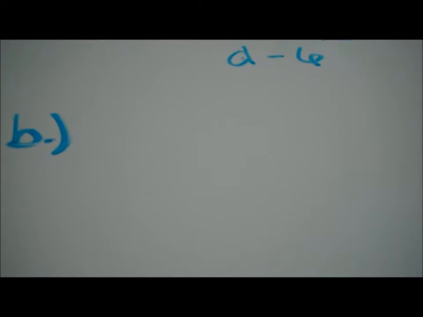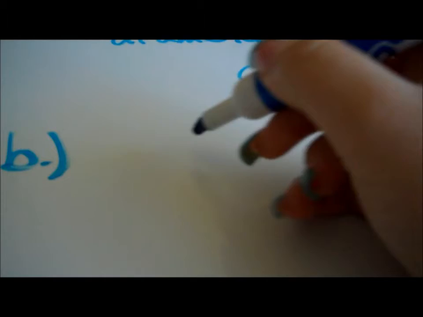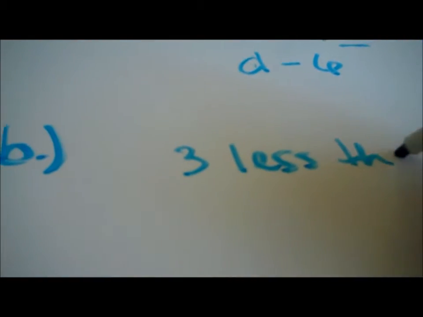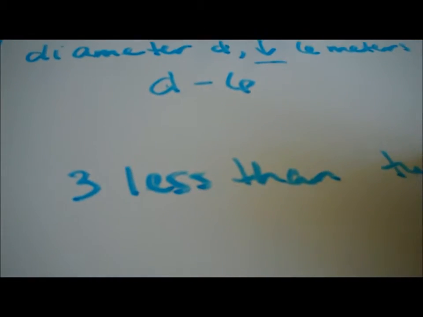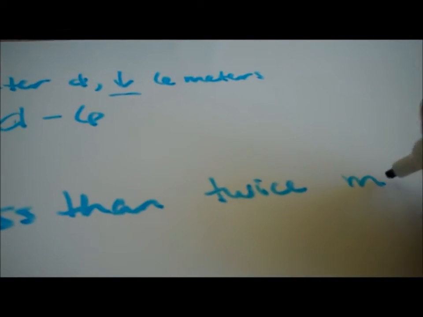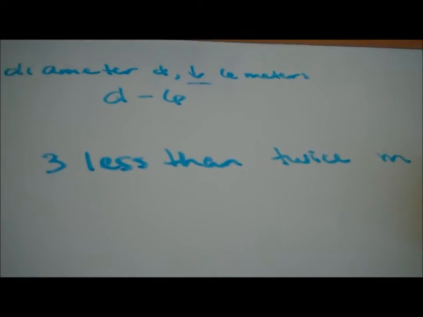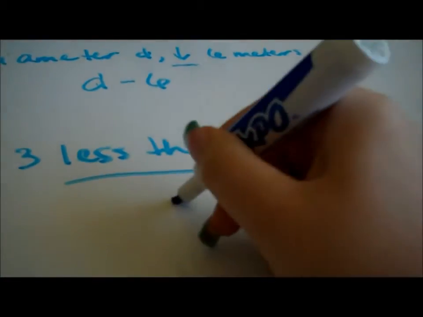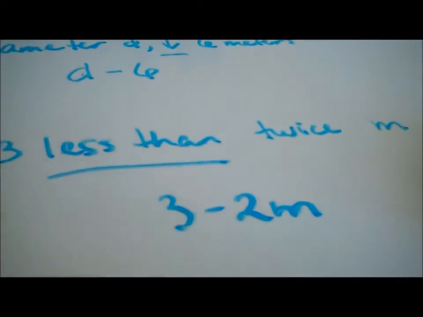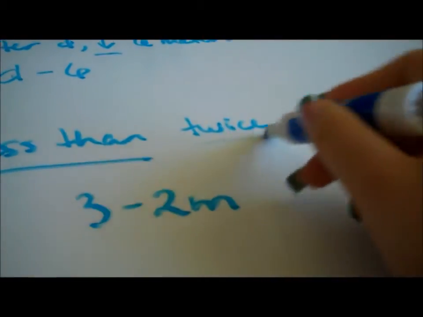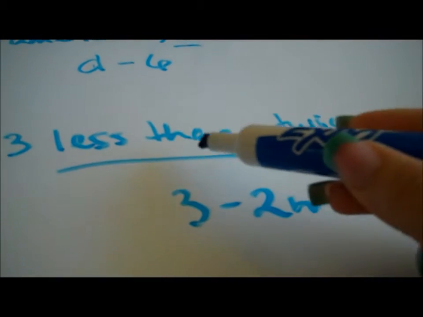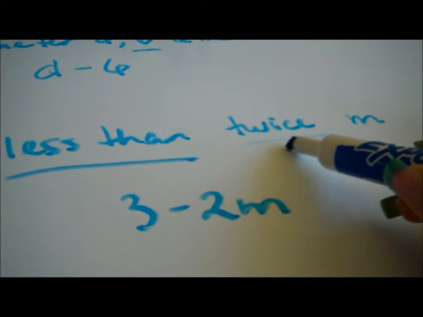1B says 3 less than twice M. So on this one we have to think a little bit backwards. This is 3 less than twice of M. A lot of people would think that less than is going to be 3 minus 2M because it says twice, meaning 2 times. But this is wrong, because less than means less than what? It means less than this.